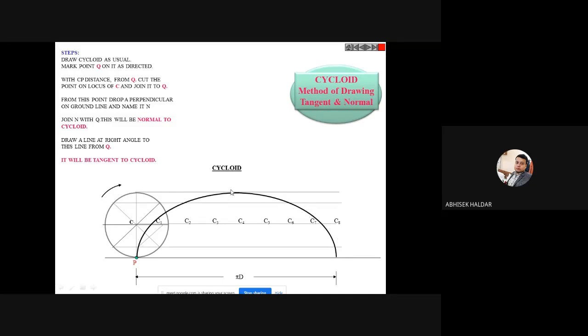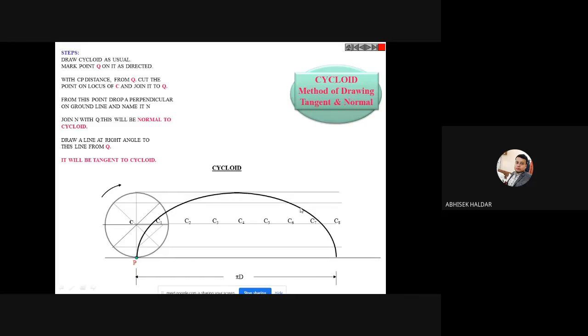For one full revolution, what will be the locus of this point? When this circle rolls clockwise, this point also moves upwards, and after some time it reaches the top. Then as my circle rolls, the point comes down to the ground again. So it completes one full revolution. If the diameter of the circle is d, this length will be pi d or 2 pi r.